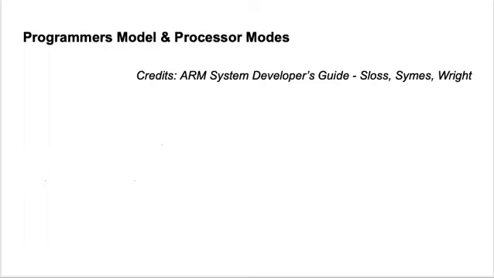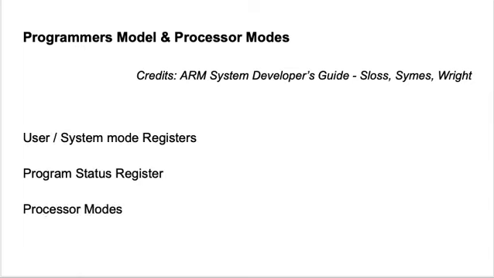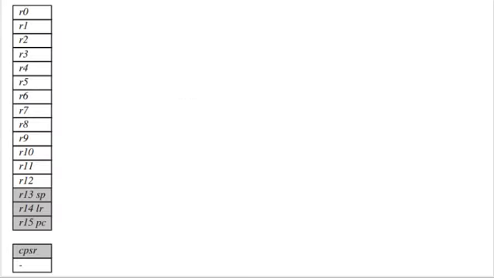This video is about the programmer's model and processor modes in an ARM processor. All information is taken from ARM System Developer's Guide by Sloss, Symes, and Bright. In this video, we will cover user and system mode registers, program status registers, and processor modes.